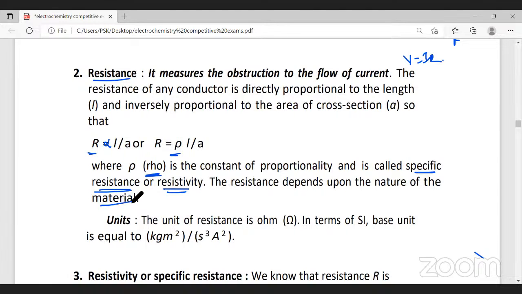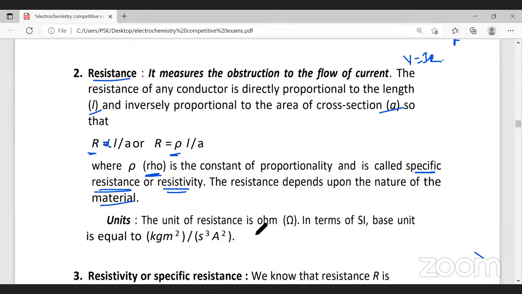Now, what is resistance? It measures the obstruction to the flow of current. The resistance of any conductor is directly proportional to the length and inversely proportional to the area of cross section. Length is represented as L and area is represented as A. So R is proportional to L by A, or R is equal to rho into L by A. Rho is called the proportionality constant and it is named specific resistance or resistivity.